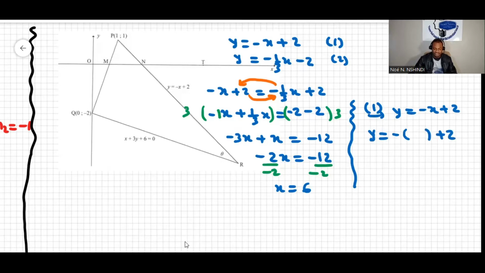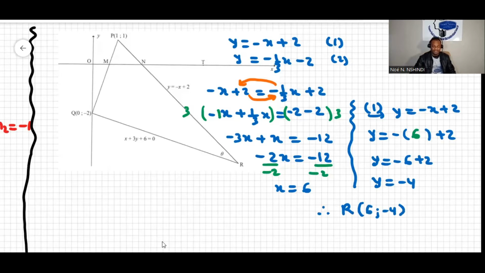Its value is 6. Substitute 6 there, and then y equals -6 plus 2. Therefore, y will be equal to -4. So therefore R will be (6, -4), and that makes more sense because you can see 6 is the x value, which is on the positive side, and y is -4, which is on the negative y. So that makes sense. So R equals (6, -4).